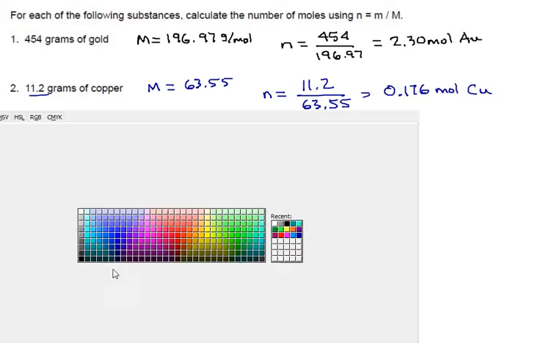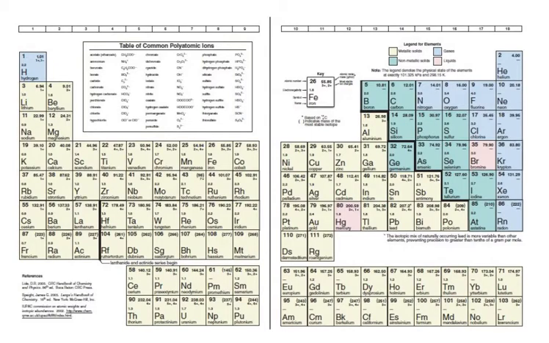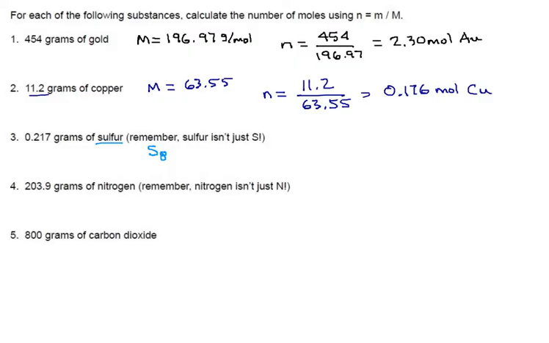Okay, in number 3 we get our first little complication. Sulfur is not just S, it's S8. Remember your polyatomics? That means it's made of 8 sulfur atoms. So when we go to the periodic table and we find sulfur, this number, 32.07, is for 1 sulfur atom, and we don't have that. We have 8 times that much. So the molar mass for sulfur is 8 times 32.07, which comes out to 256.56. Sulfur has a monster molar mass.